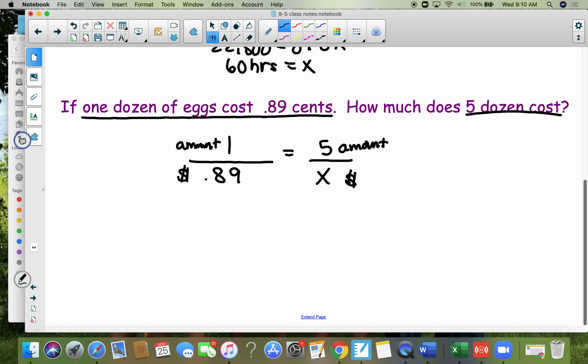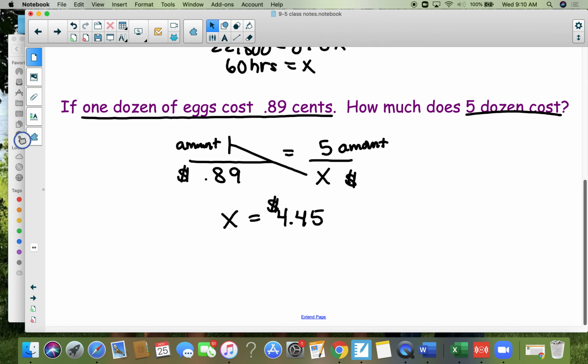When you cross multiply, you're going to get 1 times x is 1x, and 5 times 89 is $4.45. And that's all you're doing for part 2, for the second part of 9.5.